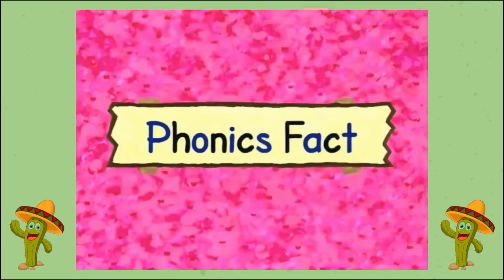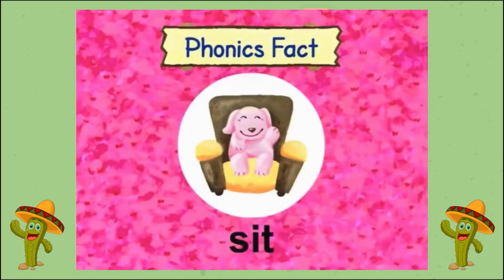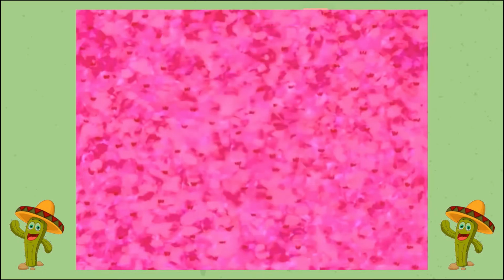Phonics fact. And when the verb ends with one short vowel and one consonant, we can double the final consonant before adding ing. The double consonant keeps the vowel short. Let's take a look at the examples.